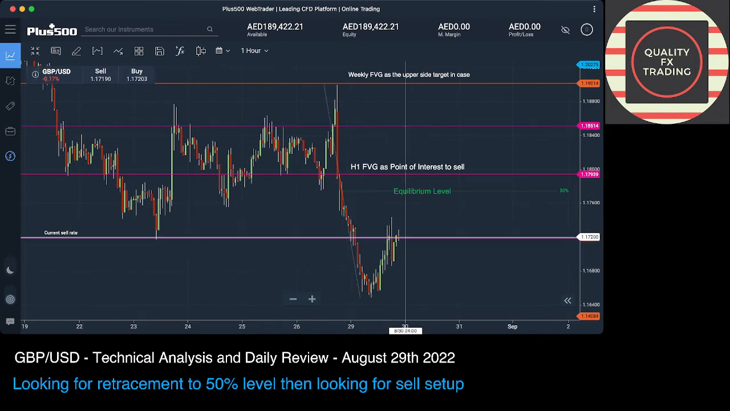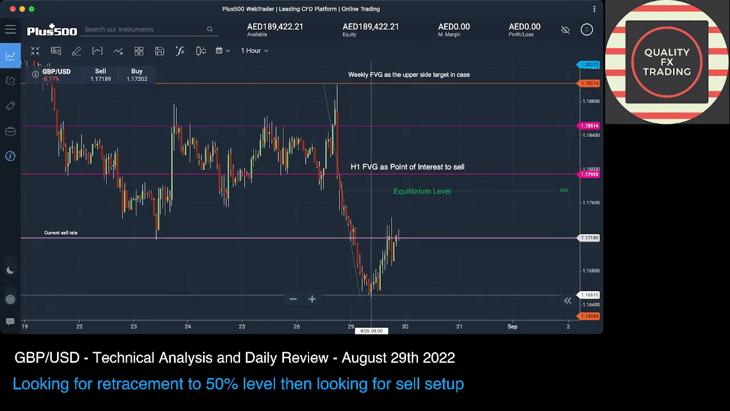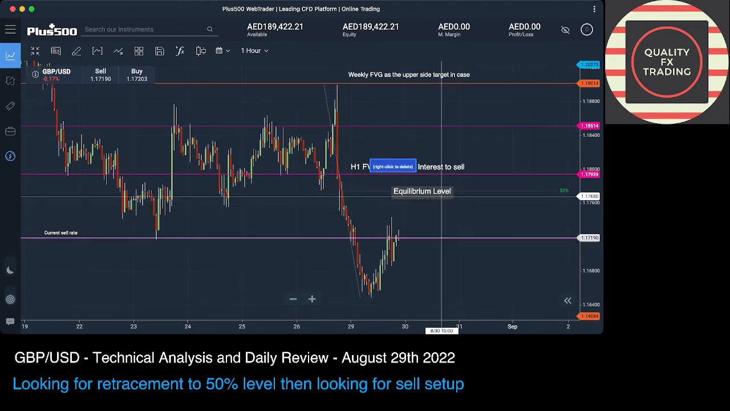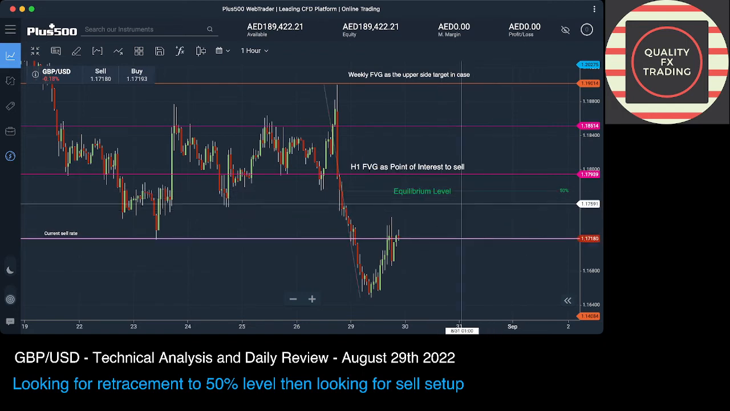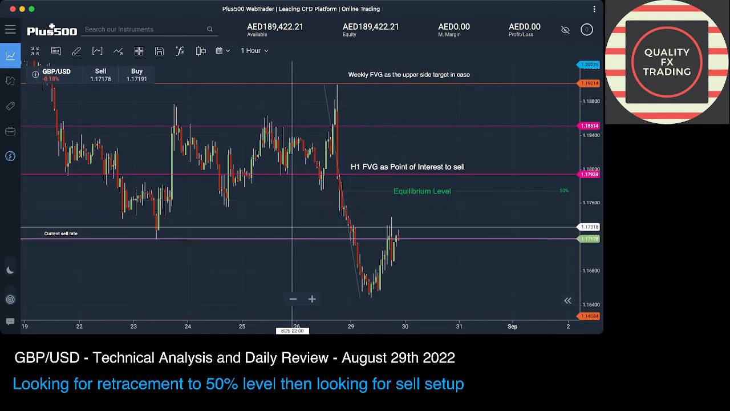So after this impulse, the price was retracing today, and we are expecting the price to reach this equilibrium level, which is 50% of this high to this low. Price can reach this equilibrium level, or even go above it. So at any price above this equilibrium level, we are ready to look for our sell setup in the lower time frame like 15 minutes and 5 minutes.